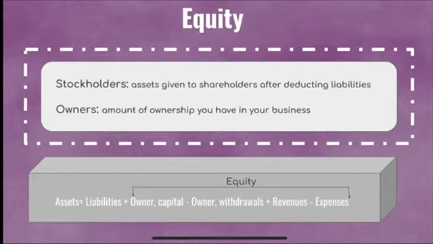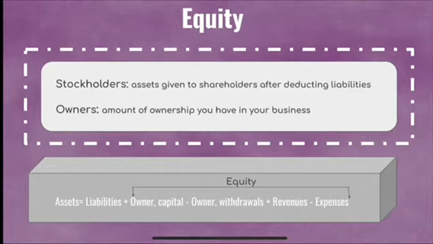So equity can actually be broken down and expanded into a longer equation, which can be rearranged, of course, but I have it in this order. It's assets equals liabilities plus owner capital minus owner withdrawals plus revenues minus expenses. Two common types of equity include stockholders' and owner's equity.